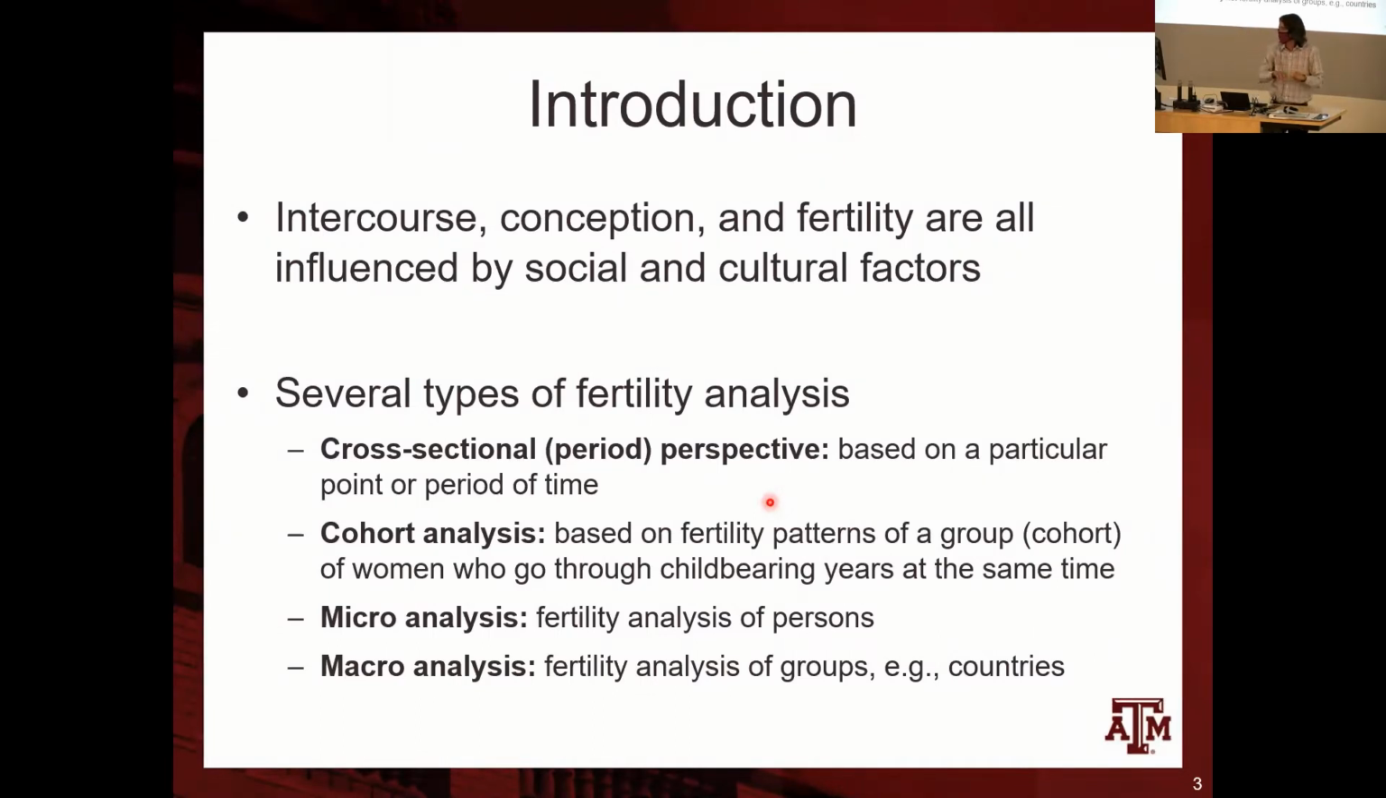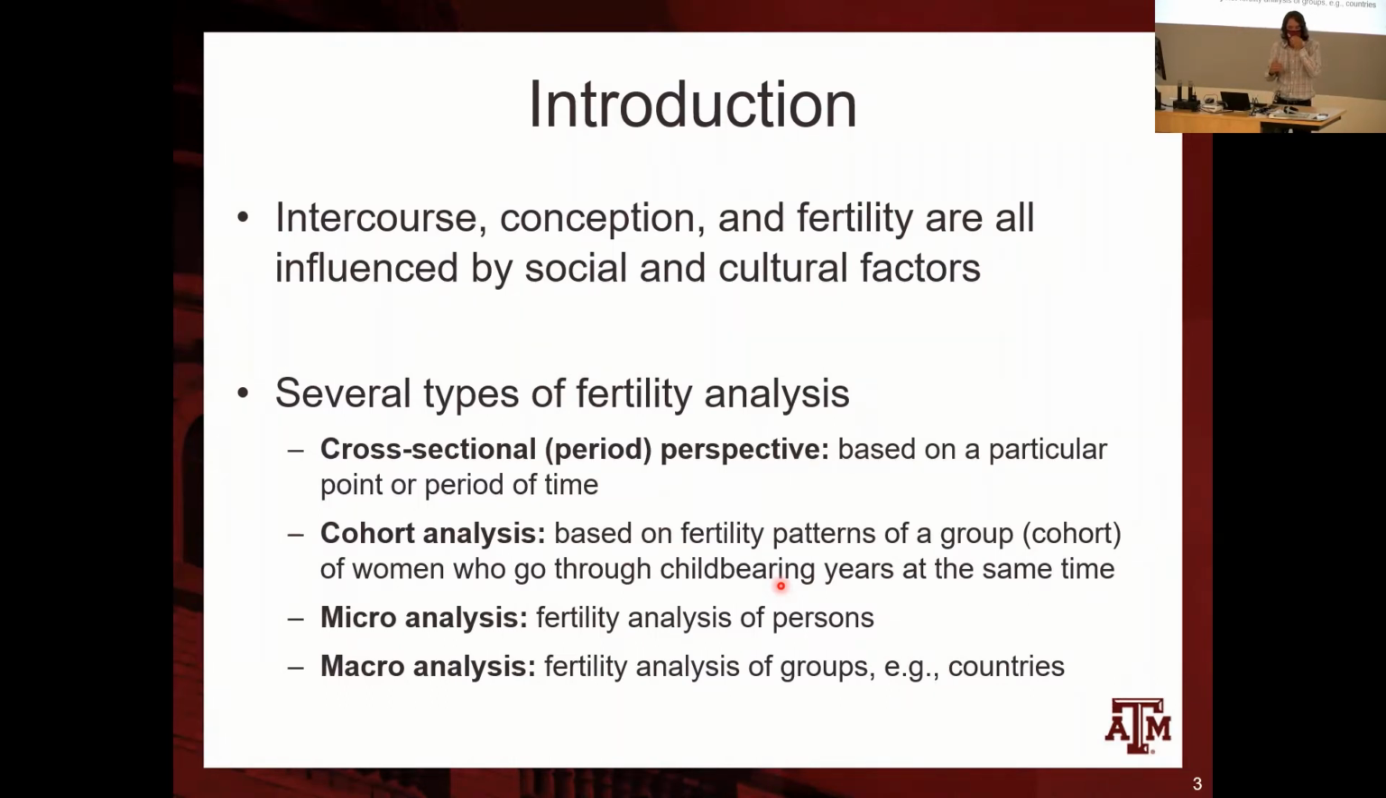The cohort analysis is when I try to understand changes in fertility patterns and I try to follow women through time. I try to follow the patterns of fertility of a specific cohort, a specific group of women born around the same time. And I try to understand how many children they are having throughout their reproductive years. And reproductive years here, as a standard, we calculate from 15 to 49 years of age.